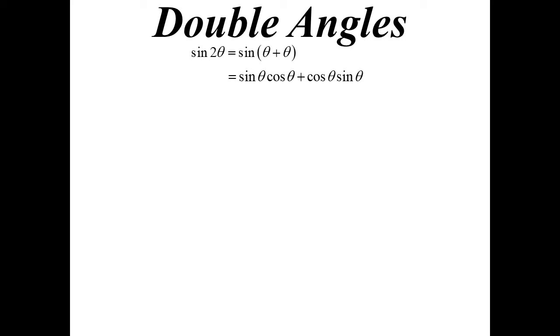So sine 2 theta, well 2 theta is double theta. So I could rewrite that as sine theta plus theta, which of course we now know we can rewrite as sine cos, cos sine. If it's the sine, it's the sine. We have sine theta cos theta plus cos theta sine theta, which are of course the same thing. And we come up with the first of our double angle formulas. Sine 2 theta is 2 sine theta cos theta.